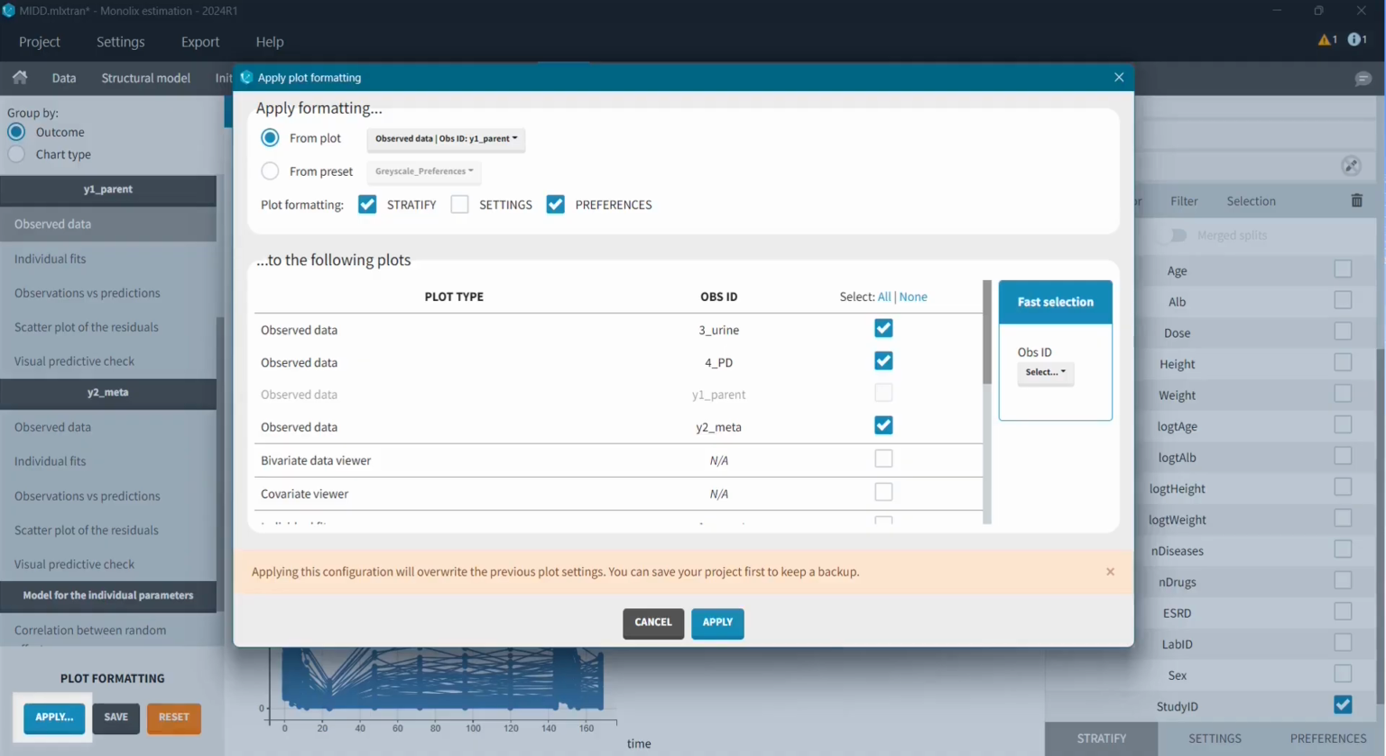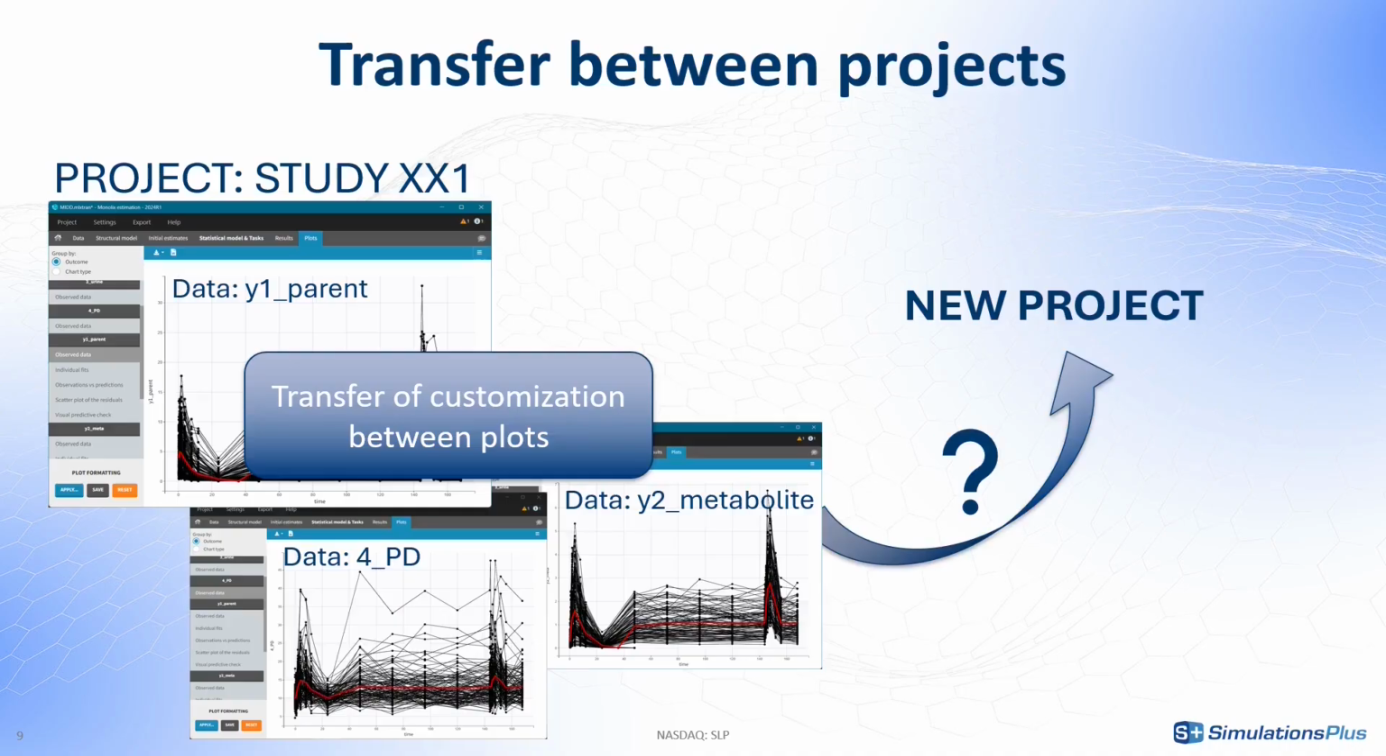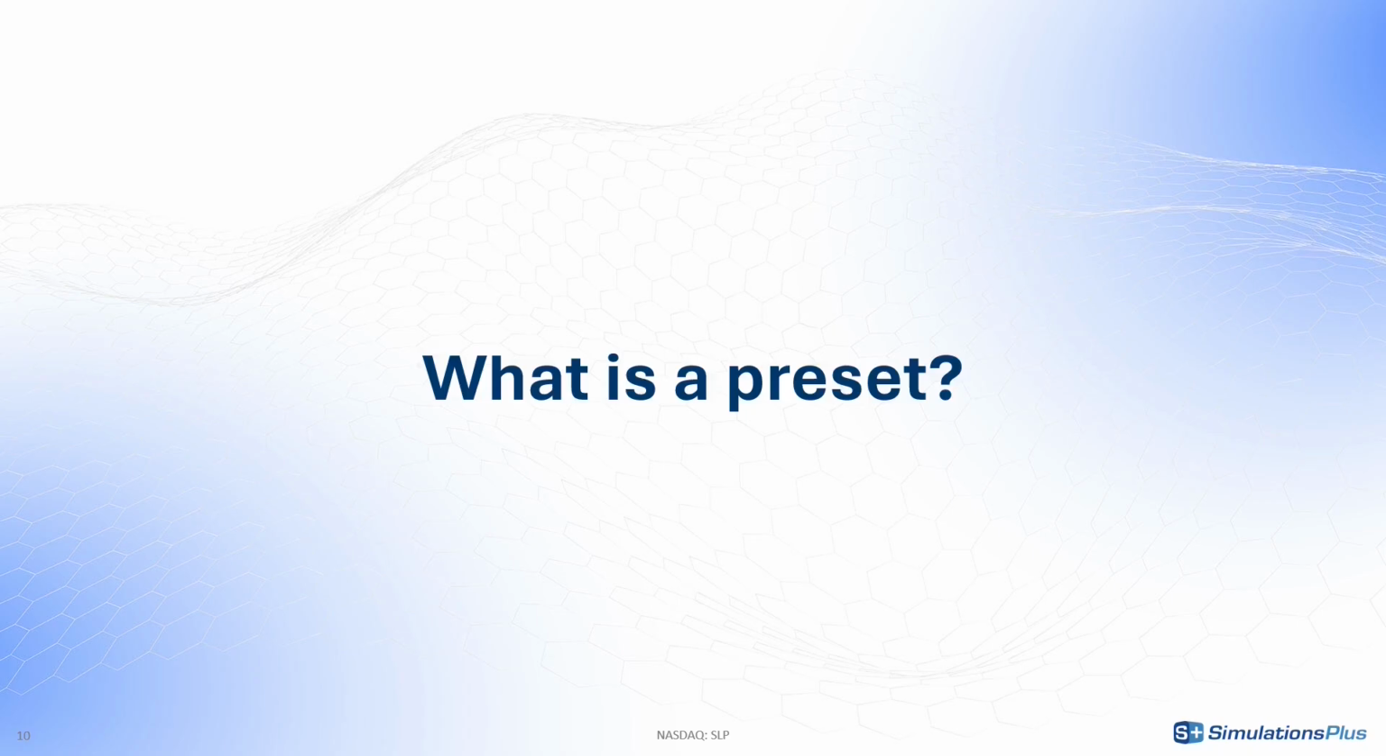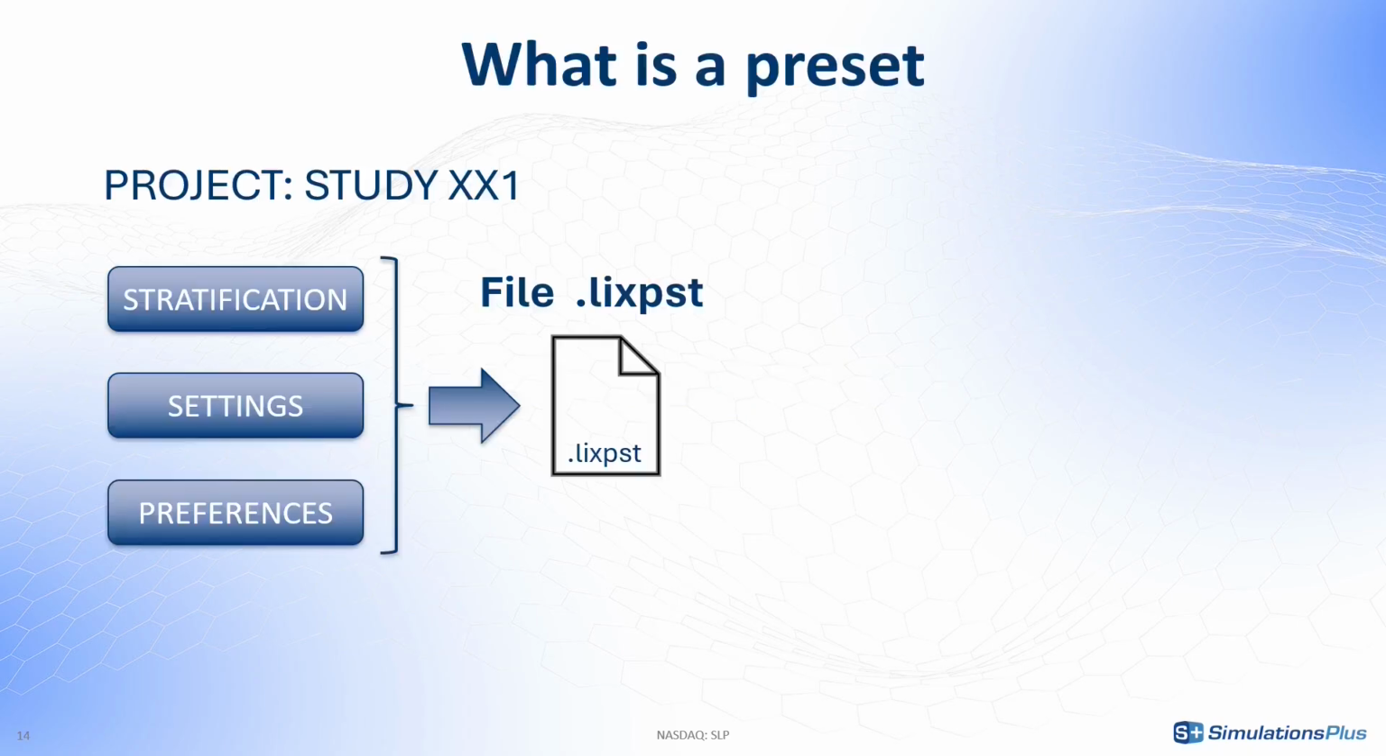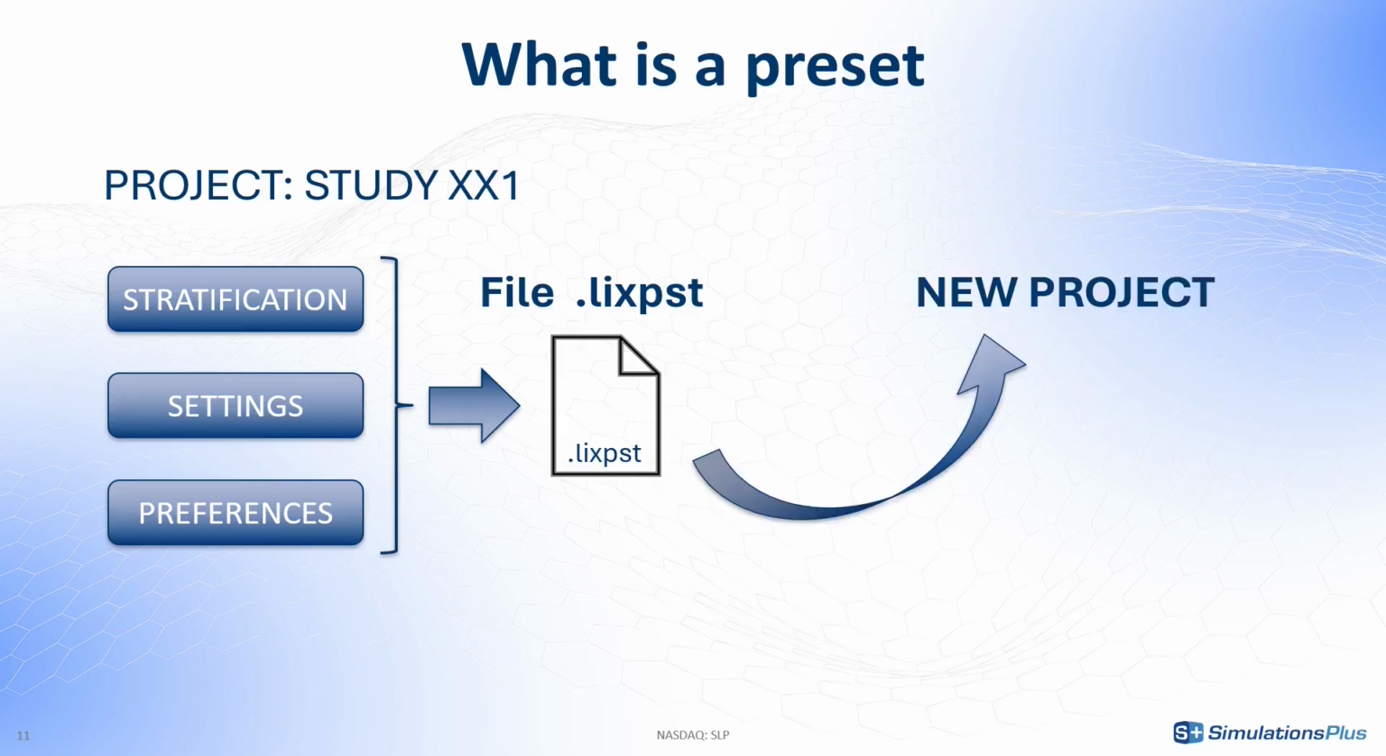The transfer plot customizations between plots feature made this task less time-consuming, but I would still need to repeat these adjustments for other projects requiring the same modifications to align with the company guidelines. By creating a plot preset, I can save all the customizations I have made in a project and select and apply them for future projects. This saves me having to repeat the same customizations over and over again across projects.